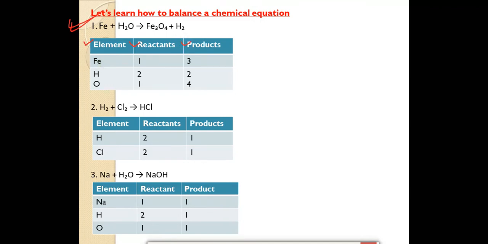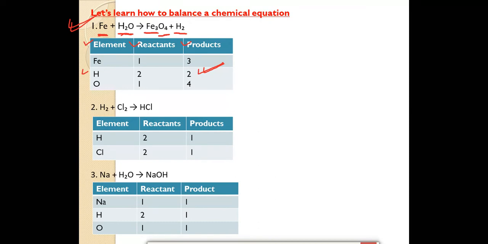The first element is Fe. We will write element Fe. How many Fe atoms are there on the reactant side? One atom, so we will write one. And on this side, how many Fe atoms are there? 3. You can see Fe3 is written, so we will write 3 over there. Hydrogen, how many hydrogen atoms? 2 hydrogen atoms are there on the reactant side, and on this side also 2 hydrogen atoms. 1 oxygen atom is there on the reactant side, and on the product side we have 4 oxygen atoms. So we can see that the number of atoms are not the same, only hydrogen is the same. Iron and oxygen are not the same. So it is not a balanced equation.